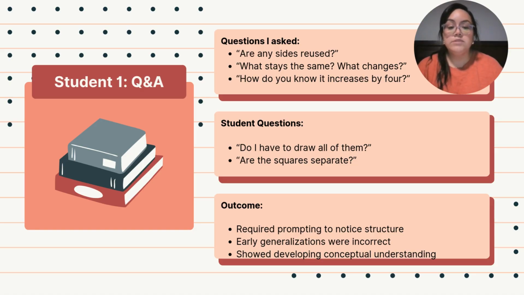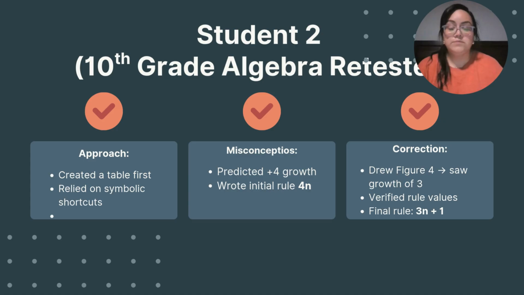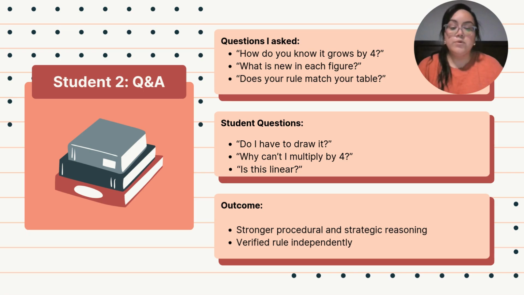Now, when it comes to student 2, my 10th grade retester approached the task using a table first. Although they misinterpreted the pattern as growing by 4, they corrected it after drawing and identifying shared edges. They verified the rule, corrected errors independently, and showed stronger procedural and strategic reasoning.